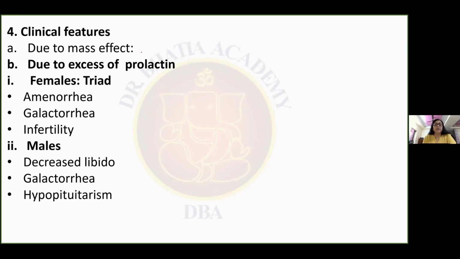Clinical features are because of the mass effects or because of the excess prolactin. The typical triad seen in women is amenorrhea, galactorrhea, and infertility. In males, there will be loss of libido, galactorrhea, and hypopituitarism.